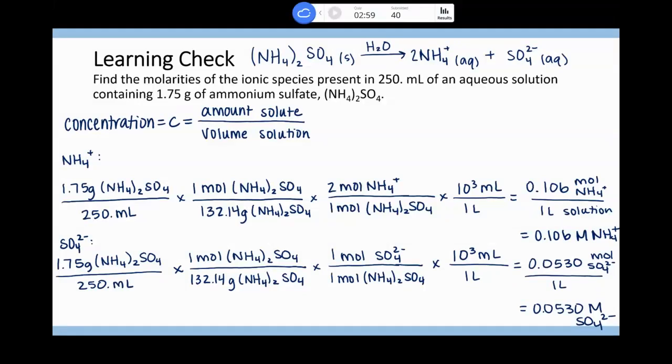So again, we can look at our two answers and see, do these make sense? The two molarities are different. One's lower than the other. Does this make sense given our balanced chemical equation? Well, given any amount of ammonium sulfate, we produce 2 moles of ammonium and 1 mole of sulfate. So our concentration of ammonium should be higher than our concentration of sulfate. And that's what we see here. Our concentration of ammonium is 2 times the concentration of sulfate.